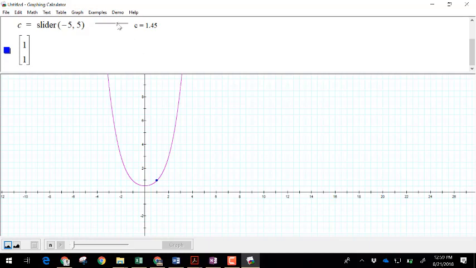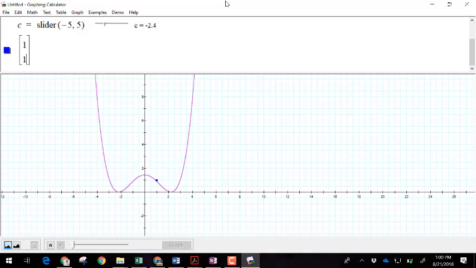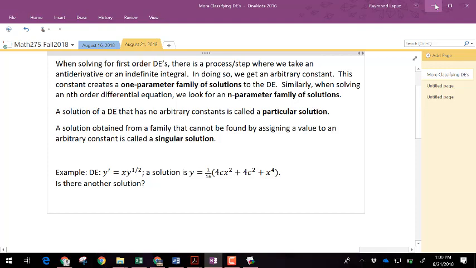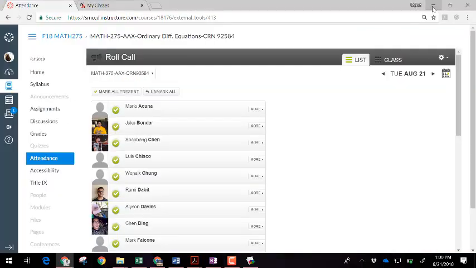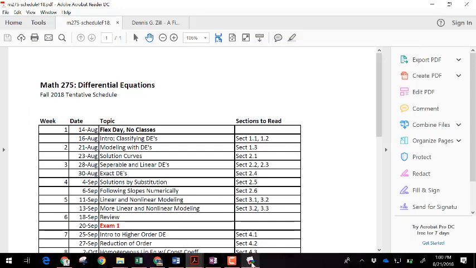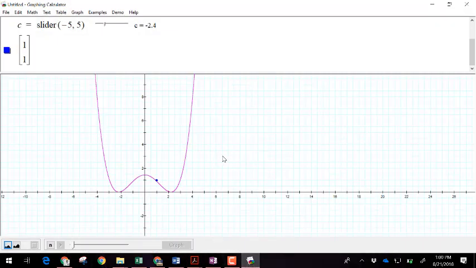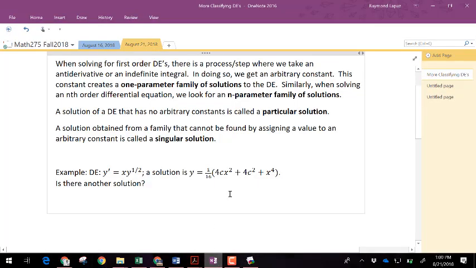And sometimes there's only one. Other times there might be more than one. That would make your solution not so unique. So those are the different families of solutions when we talk about parameters.